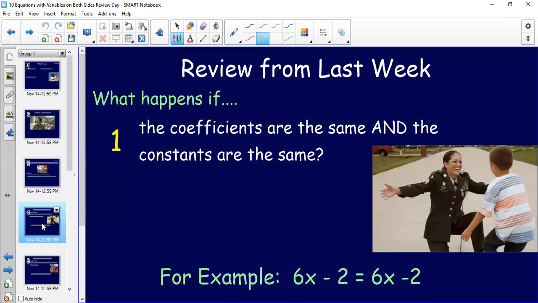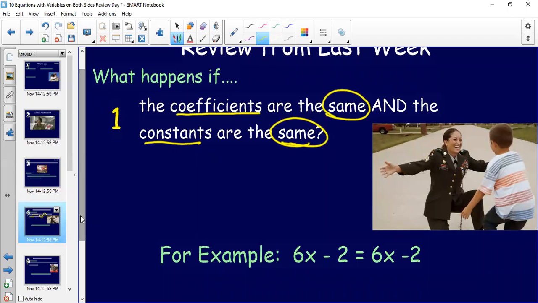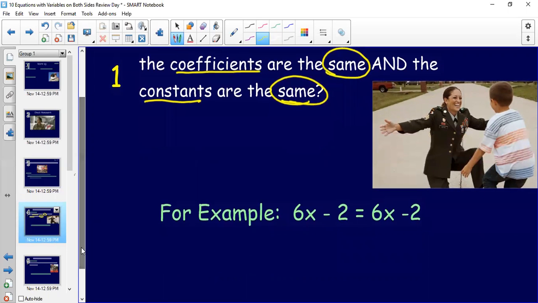Okay, so this is again a review from yesterday. If the coefficients are the same and the constants are the same, what kind of answer do we get? And again, eventually, the more and more you do this, you won't even have to solve these problems. But let's say you forget the rules from yesterday. So when in doubt, let's just go ahead and solve it.